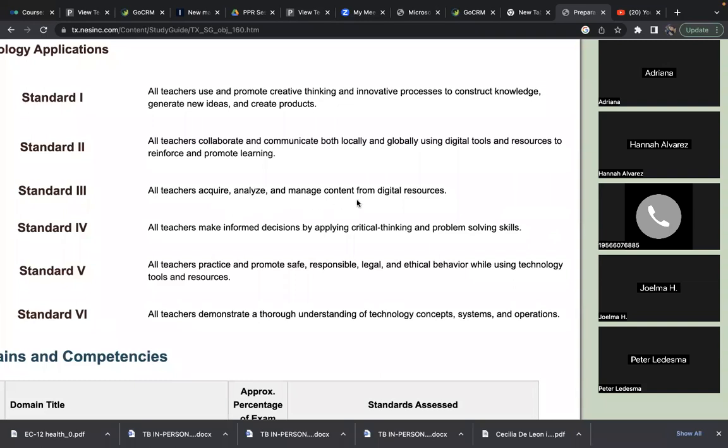Acquire, analyze, and manage content from digital resources. So acquiring, you have to use digital content and get your students to know how to acquire, how to analyze, how they manage and utilize these digital resources responsibly and ethically. Making informed decisions, applying critical thinking, promote safe, responsible, legal, and ethical behavior while using technology tools and resources.